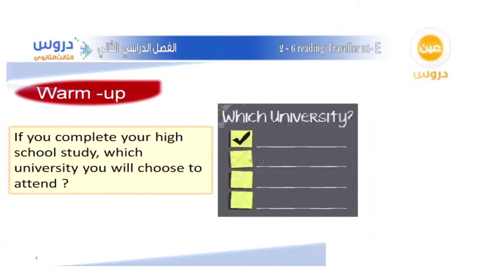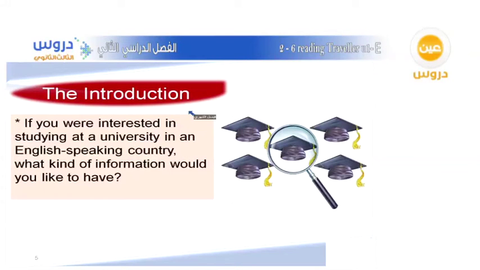All right, now here we go to the introduction. If you were interested in studying at a university in an English-speaking country, what kind of information would you like to have? If you want to study abroad, let's say in the United Kingdom, Australia, or the USA, what kind of information would you like to have? You should know about the time of study, the level of study. Is it going to be in classes, face-to-face, or person-to-person?